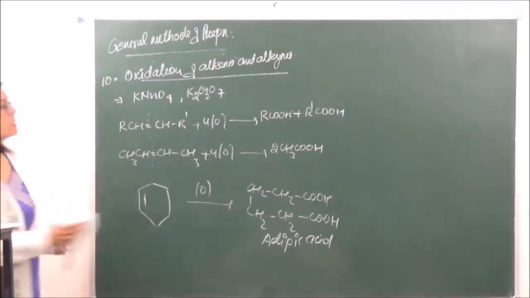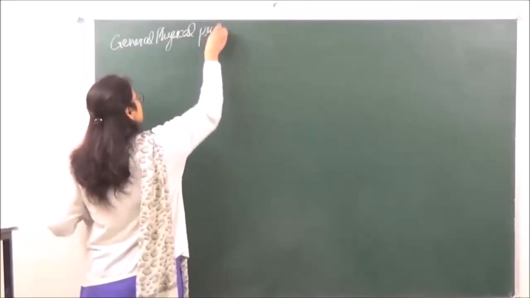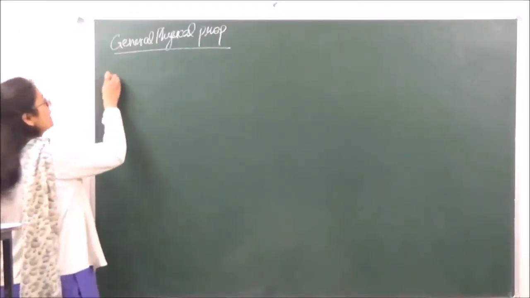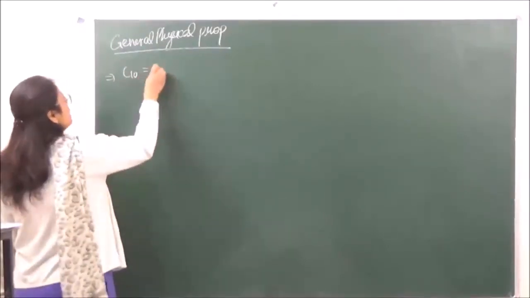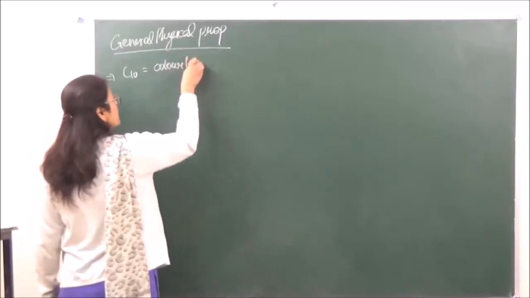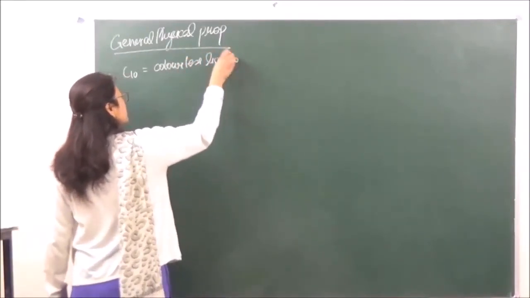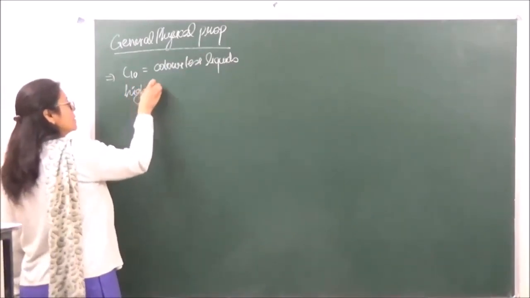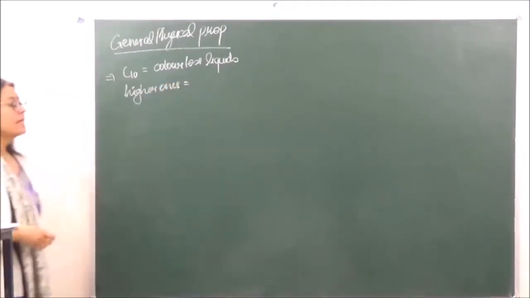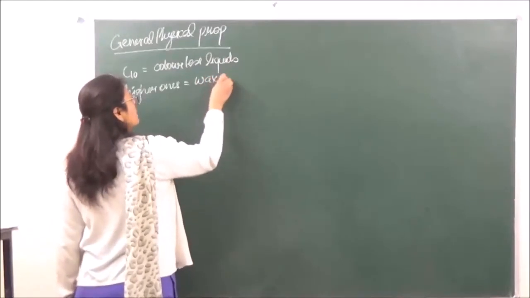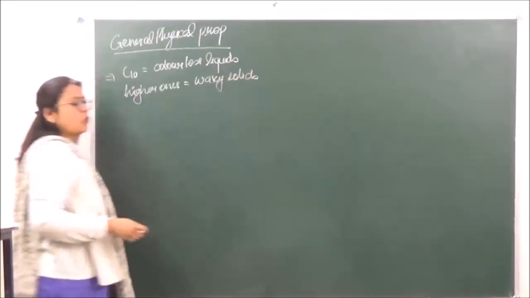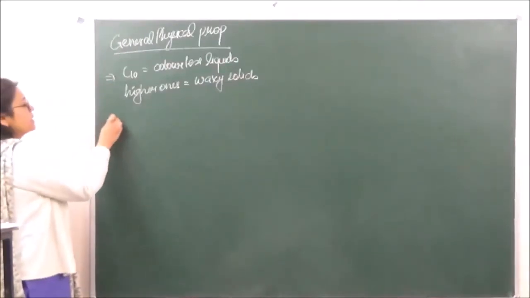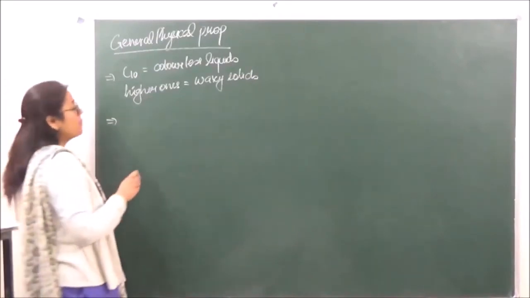Now let's go on to the general physical properties of carboxylic acids. It is seen that the lower fatty acids up to 10 carbon atoms are going to exist as colorless liquids. Okay? Now over here the higher ones, that is more than 10 carbon atoms, generally exist as waxy solids. Okay? Then it is seen that the first three members have a sharp pungent odor.